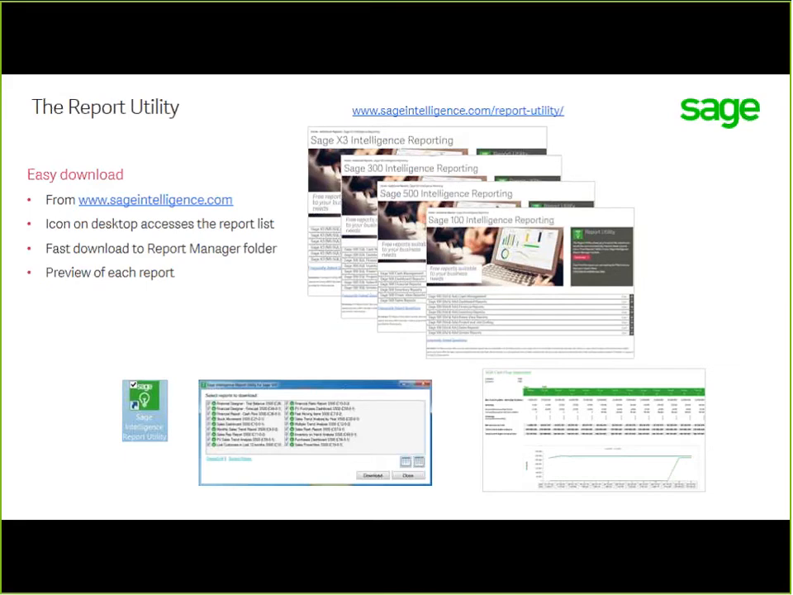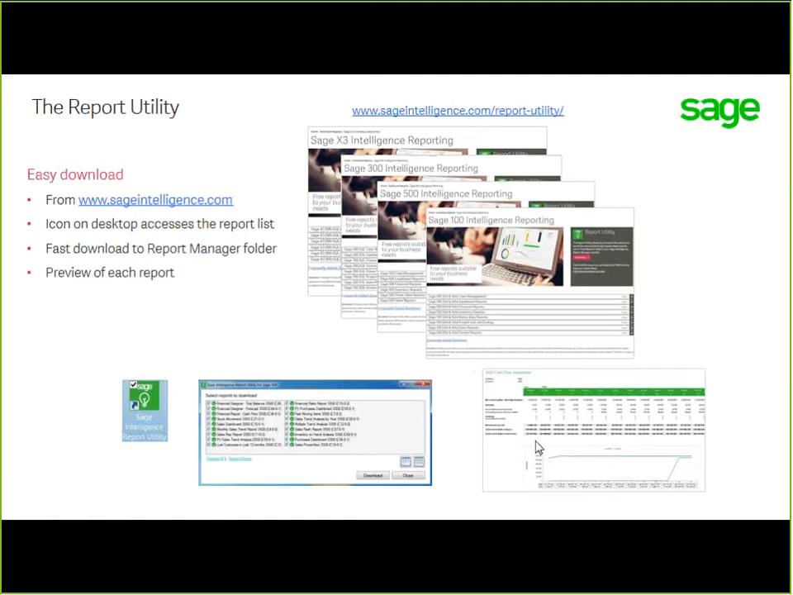And you can download the executable, which will appear as an icon, as you can see here on the screen as well. You can also go to the site and click into your specific Sage solution, and once you do that, you will be able to preview the report.